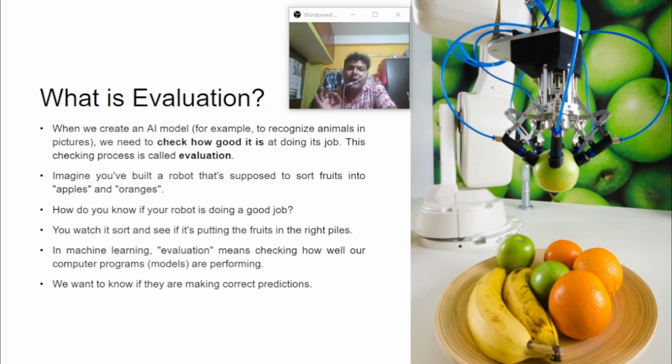Imagine you have built a robot that's supposed to sort fruits into apples and oranges, like you can see in the right side of the picture. How do you know if your robot is doing a good job? You watch it sort and see if it is putting the fruits in the right piles. In machine learning, evaluation means checking how well our computer programs are performing.